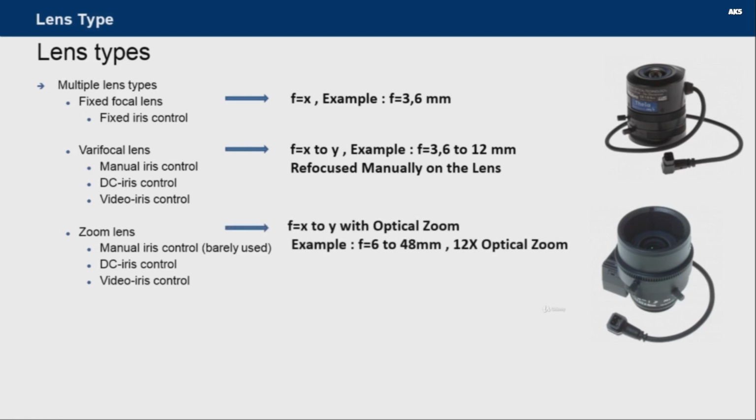And the zoom lenses are like varifocal lenses, so they enable the user to select different fields of view. However, with a zoom lens, there is no need to refocus the lens if the field of view is changed. Focus can be maintained within a range of focal lengths, for example, 6 to 48 mm. Lens adjustments can be either manual or motorized from a remote control.